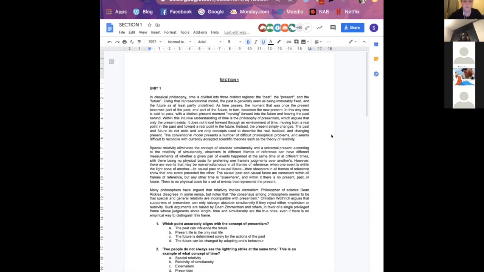It seems like question 1 was understood pretty well. In terms of question 2, two people do not always see the lightning strike at the same time. This is an example of what concept of time? The paragraph which could help you the most is paragraph 2, and specifically the part which says, according to the relativity of simultaneity, observers in different frames of reference can have different measurements of whether a pair of events happened at the same time or at different times, with there being no physical basis for preferring one frame's judgments over another.